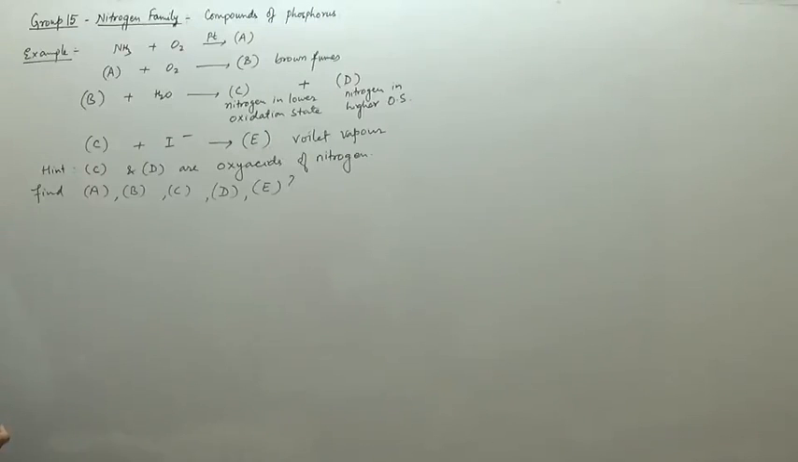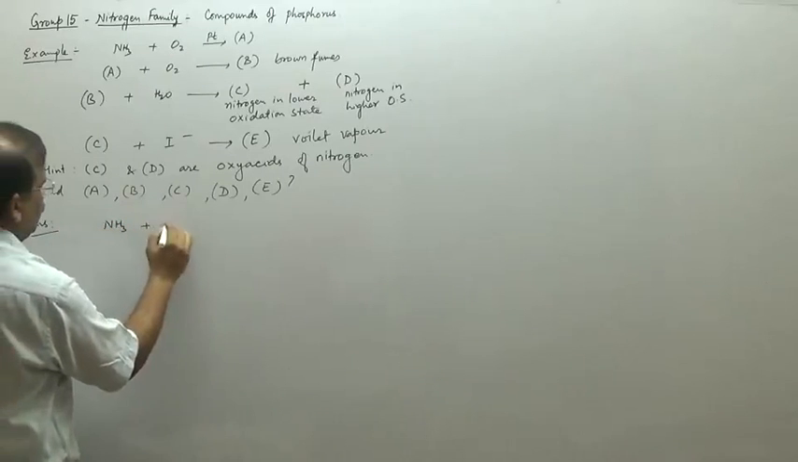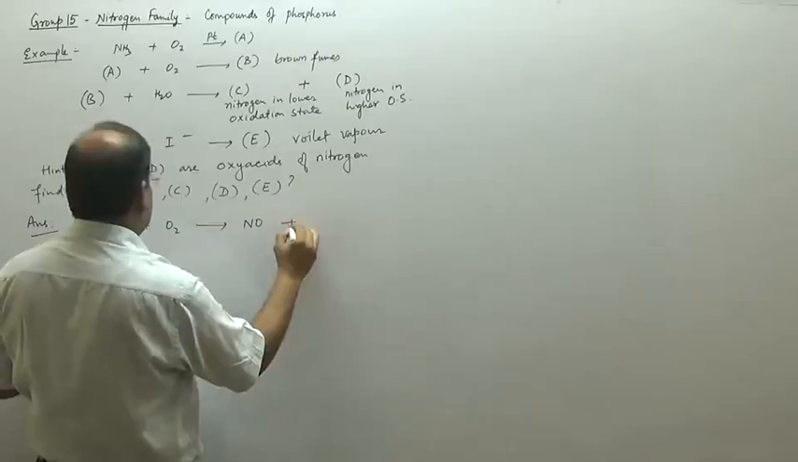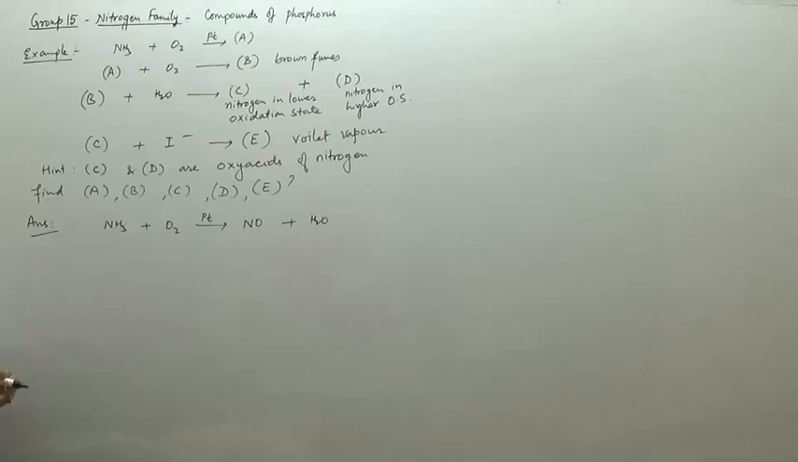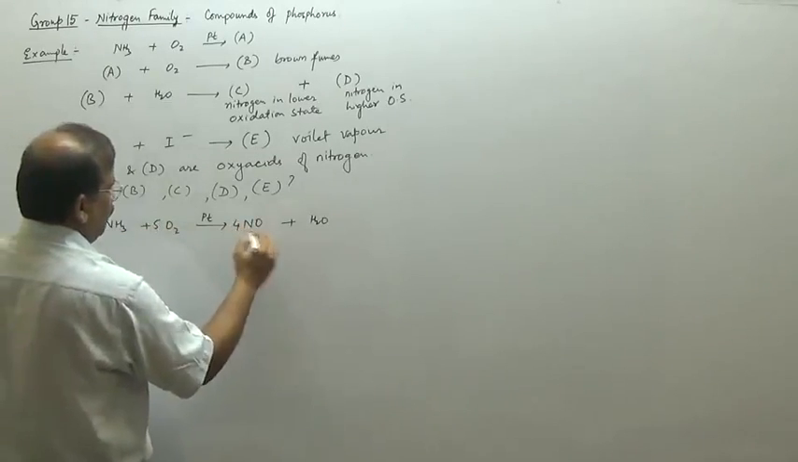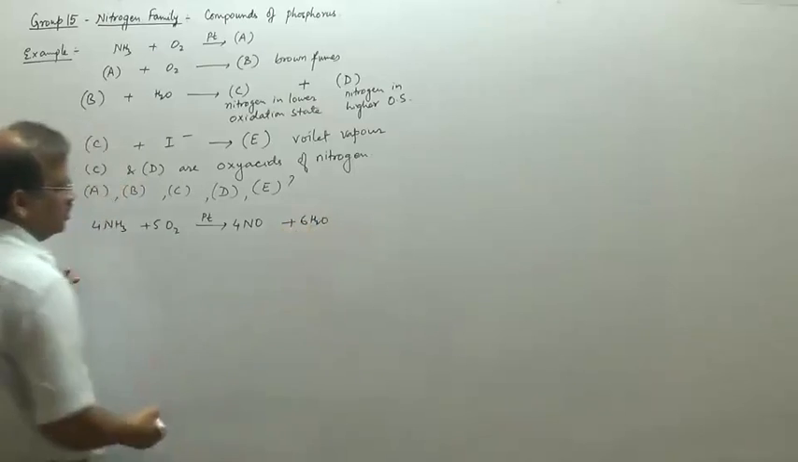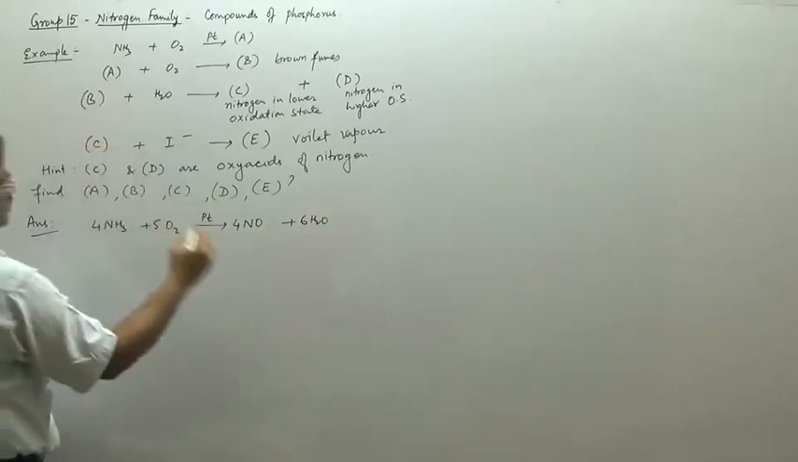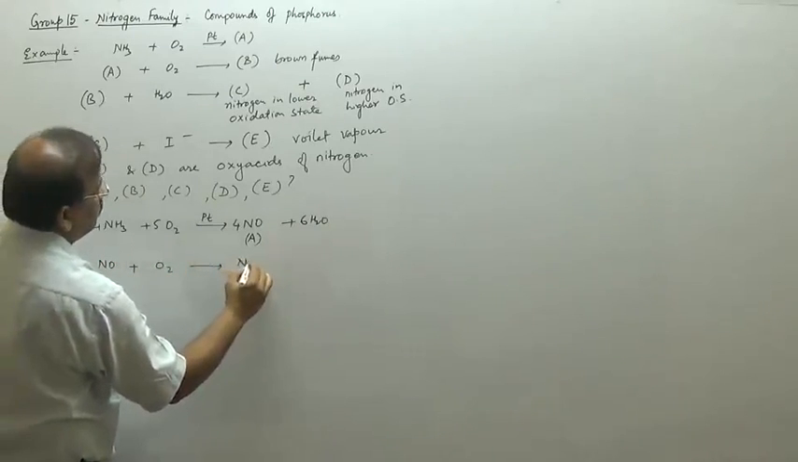We can write the answer. In the first case, ammonia reacts with O2 to give NO plus H2O. We already know that in the platinum case there is a preparation of nitric acid. The balanced reaction is 4NH3 plus 5O2 gives 4NO plus 6H2O. Now the NO which is formed is your A. This NO will react with O2 to form NO2. This is your B.